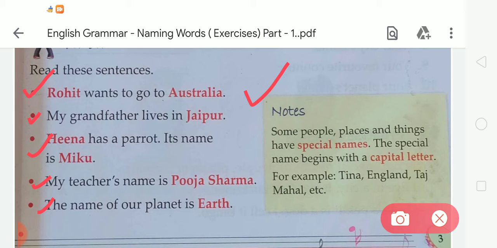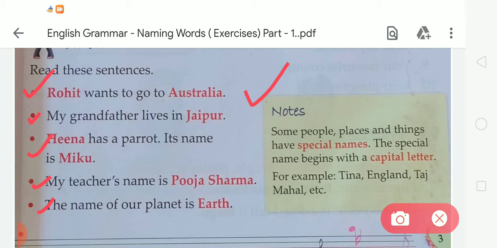As you can see in the highlighted words, in Rohit the first letter R begins with a capital letter. In Australia the first letter A is a capital letter. In Jaipur the first letter is also a capital letter. In Hina, H is a capital letter.